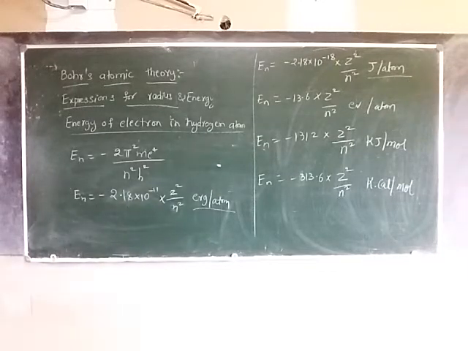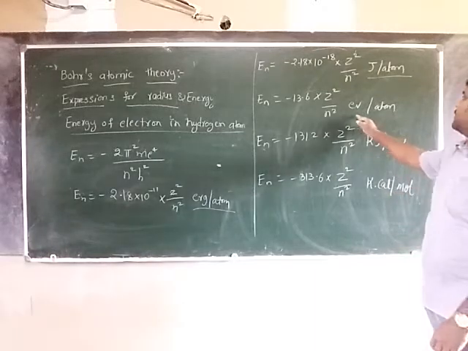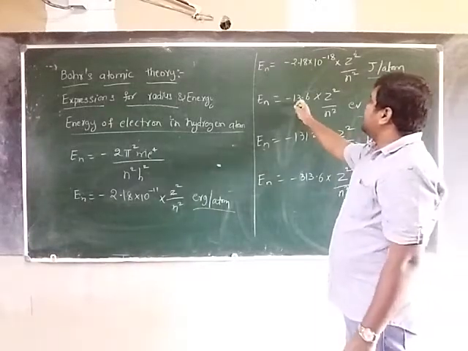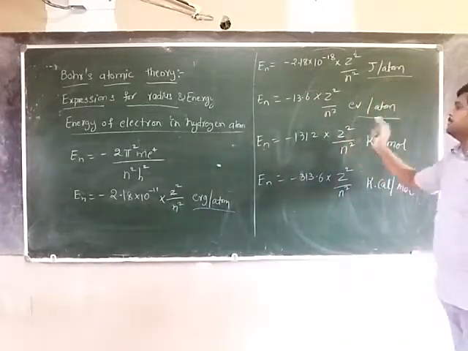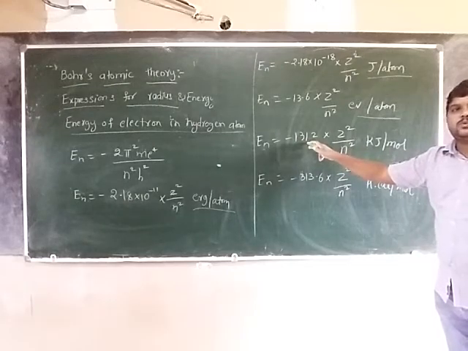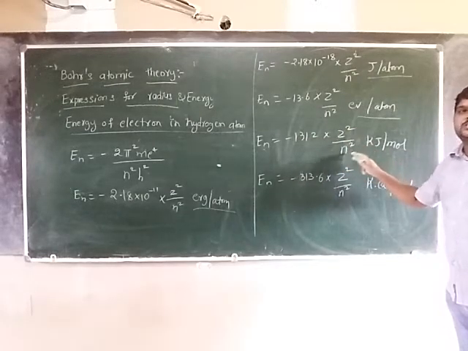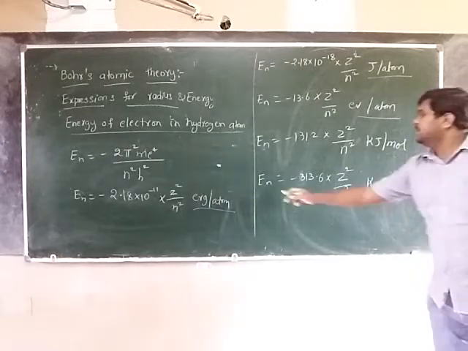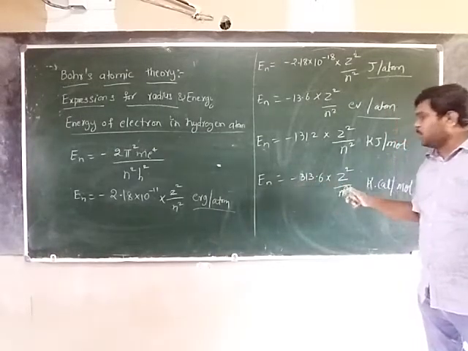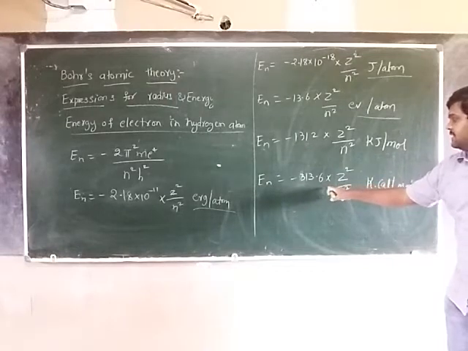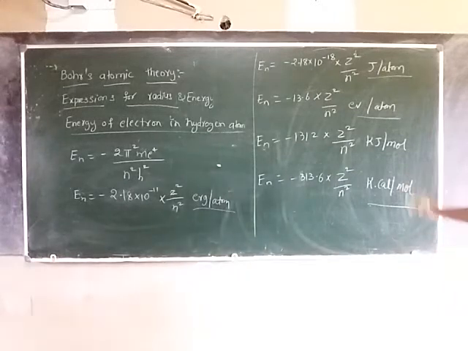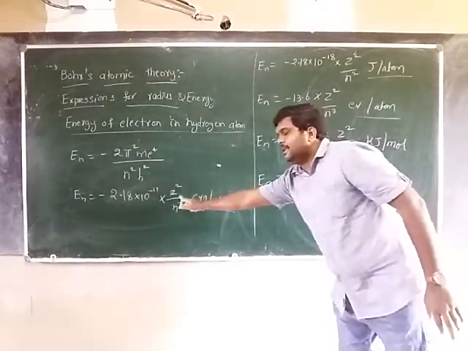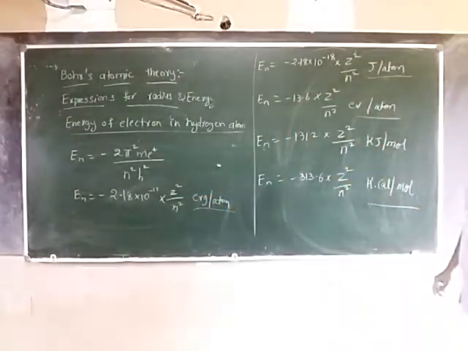Joule per atom. In electron volts, En is equal to minus 13.6 into z square by n square electron volt per atom. En is equal to minus 1312 into z square by n square kilojoule per mole. En is equal to minus 313.6 into z square by n square kilocalorie per mole. Is it clear? So these are a few very important values with different units of energy.